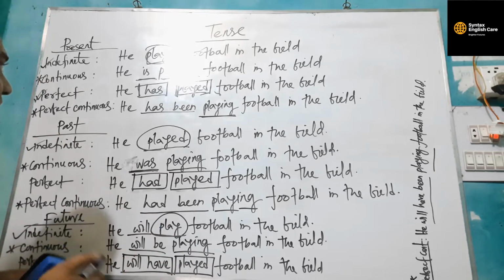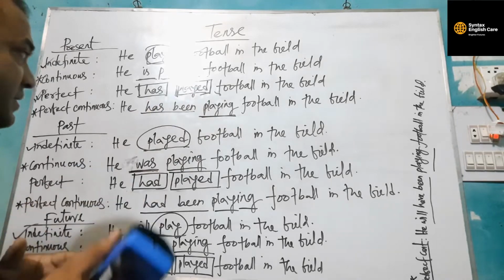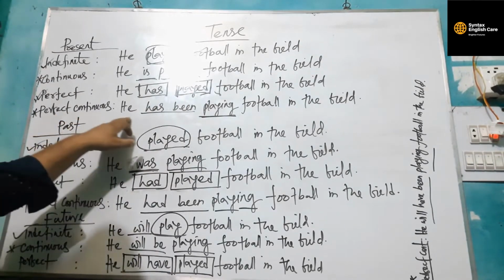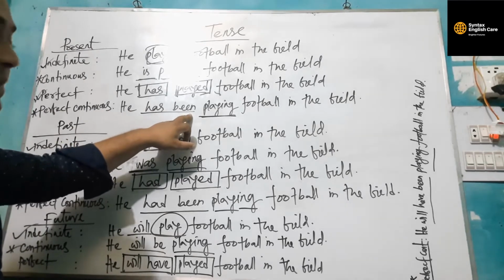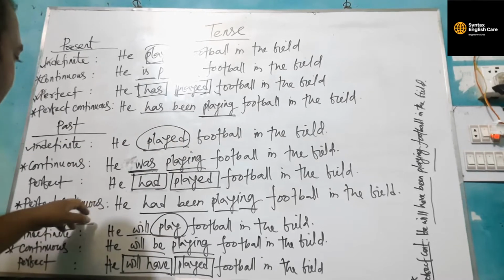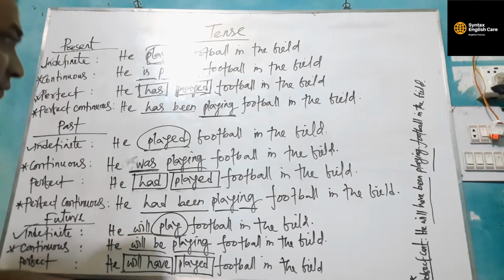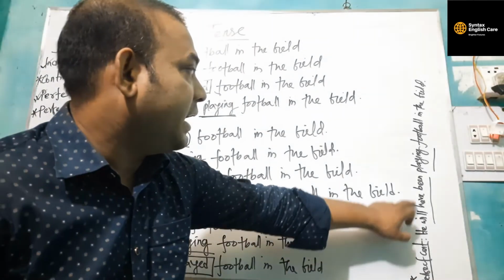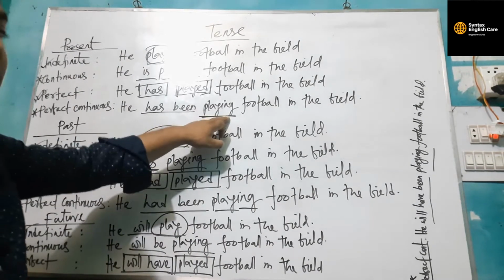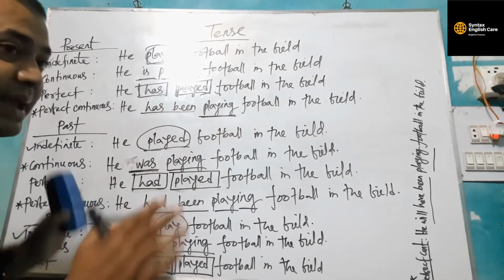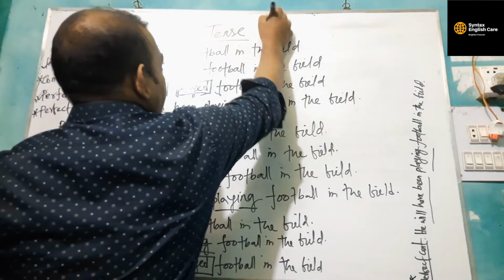So in all cases, the main verb will be past participle, and in case of perfect continuous, has been is used as an auxiliary, here had been is used as an auxiliary, and finally here will have been is used as an auxiliary, and ing is added with the principal verb. This is the basic concept of tense. Okay, tense part 1.